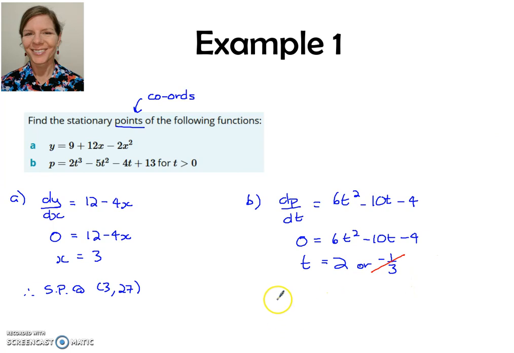Therefore we're only looking at t equals 2, and if you plug that back into your original function, the stationary point will then be at (2, 1). Remember that when you're finding the stationary points, it's the stationary point of the original function. So for a, we're putting the x value, x equals 3, back into the original, and for b, we're putting t equals 2 into this function, not back into the derivative. That will give you your stationary points.